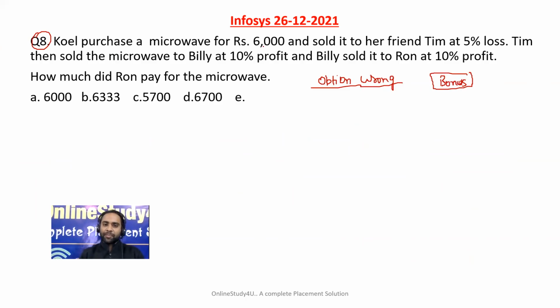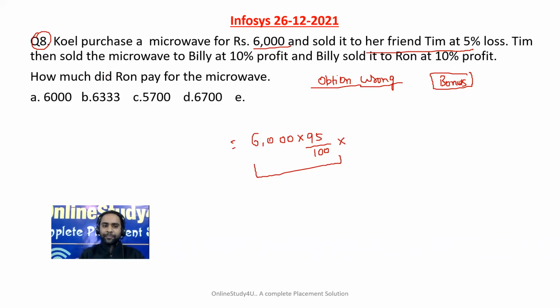Coel purchased a microwave for 6,000 rupees. Friends, you must be knowing about successive discount and successive increment. Coel sold it to her friend at a 5% loss. So 5% loss means 95 by 100, since Coel has sold it at only 95% of the price. You can calculate this individually or solve it in one line.